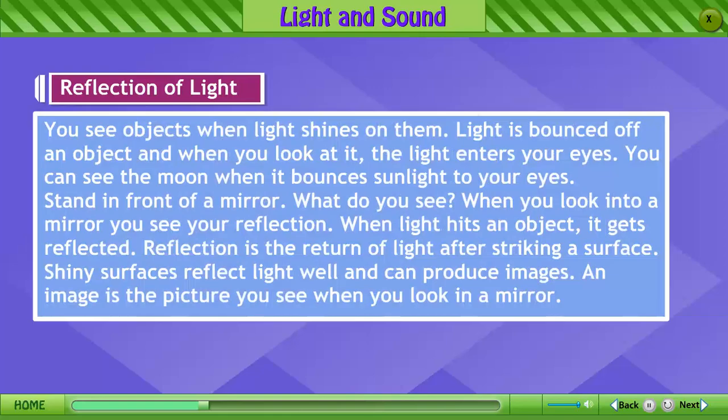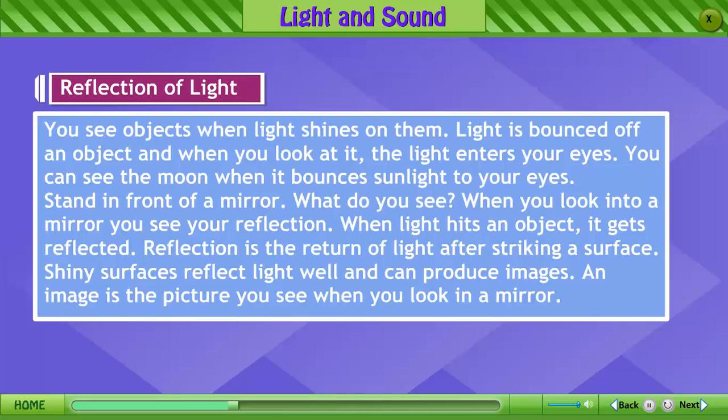Reflection of light. You see objects when light shines on them. Light is bounced off an object, and when you look at it, the light enters your eyes. You can see the moon when it bounces sunlight to your eyes. Stand in front of a mirror. What do you see? When you look into a mirror, you see your reflection. When light hits an object, it gets reflected. Reflection is the return of light after striking a surface.